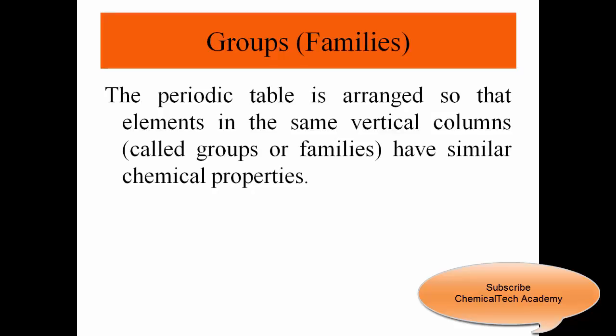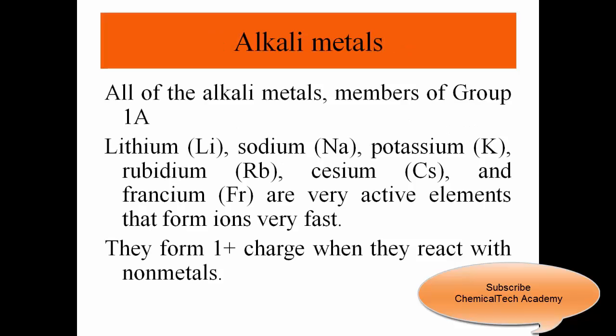What are groups or families? The periodic table is arranged so that elements in the same vertical column are called groups or families, and they have similar chemical properties. So elements that belong to the same group or family show similar chemical properties. For example, the first group is called alkali metals. All the alkali metals, members of group 1A, lithium, sodium, potassium, rubidium, cesium, and francium, are very active elements that form ions very fast. So they lose one electron and become 1 plus charged when they react with nonmetals.